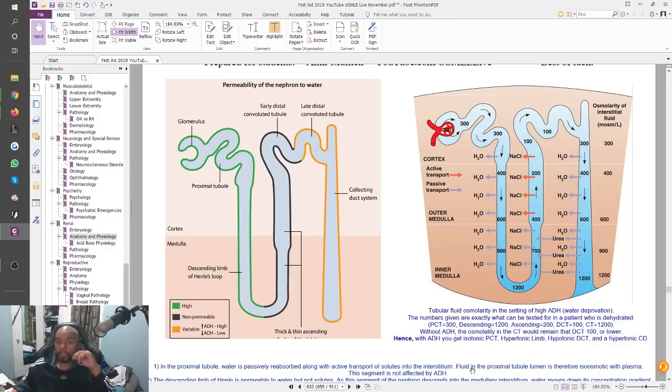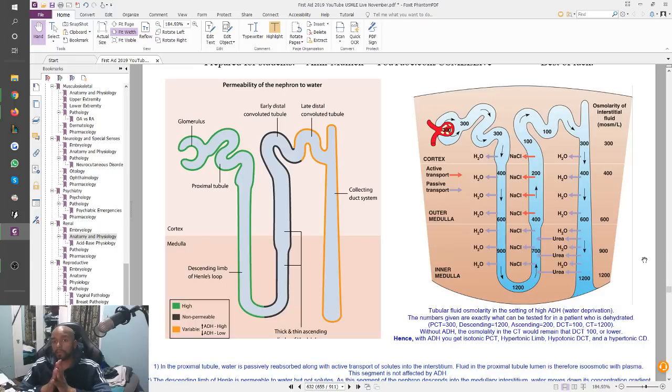So the hyper and hypo are directly related to the value of the numbers, and it's just going to be a very small number at the upper portions up here, a very big number at the lower portions down here. That's all you need to understand. So when you get a question asking you, what would the tonicity be at different parts of a nephron in a patient who is dehydrated, this is what you would say.